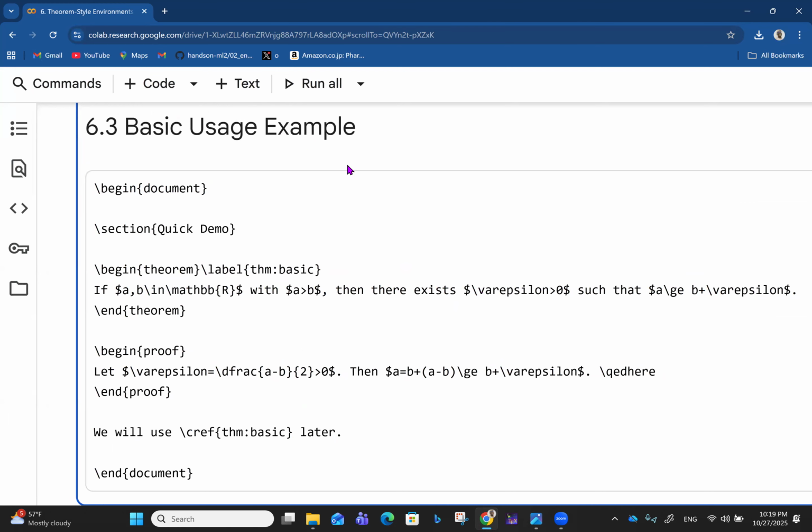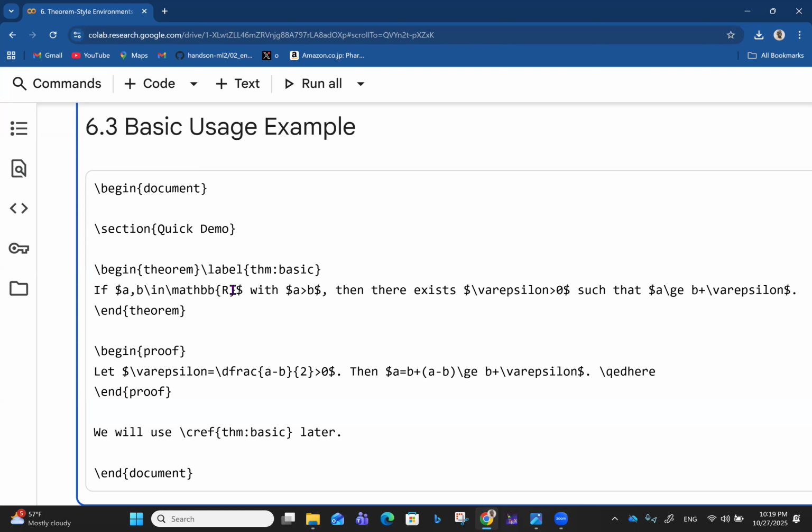So the basic usage example: after you've declared the document class and all the preliminaries, amsmath, amssymb, amsthm, and you've done all the styles and everything, then you can now have the document proper. So begin document, section is just a quick demo. You say begin theorem, end theorem. Okay, so you have a theorem.